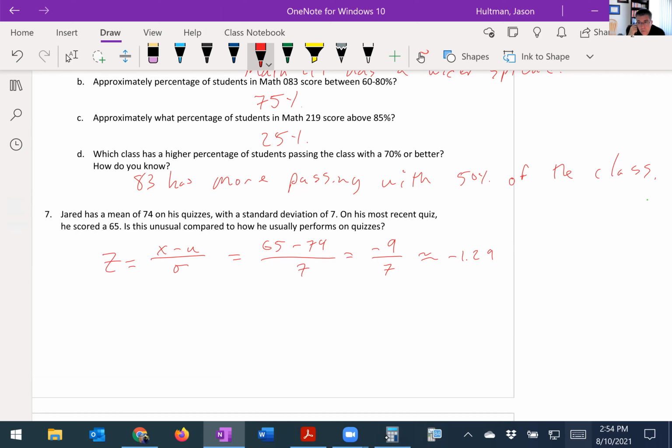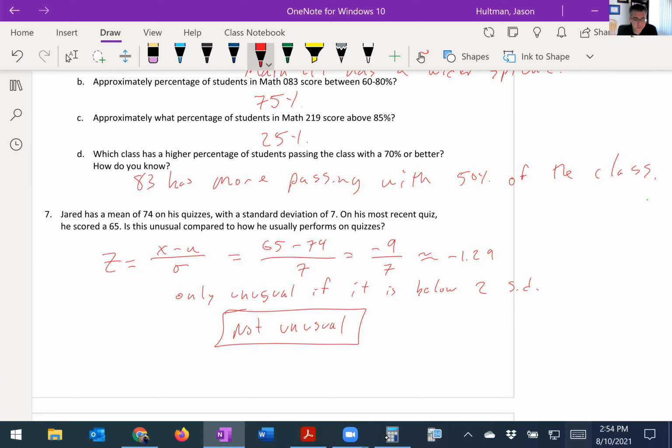And remember, what was unusual? Well, it's only unusual if it is more than 2 standard deviations from the mean. So it is not unusual. So not unusual there.